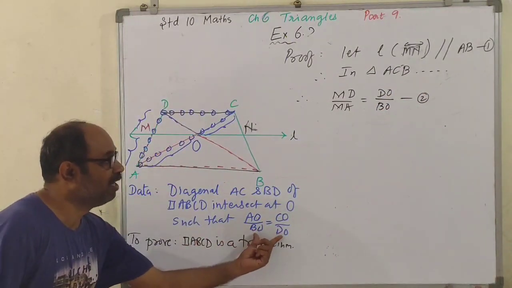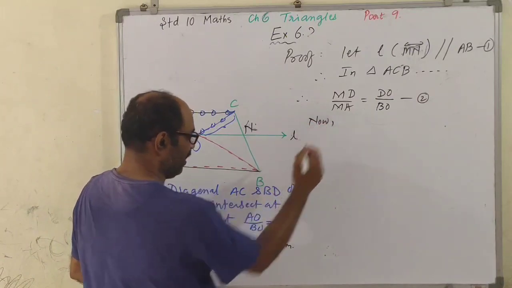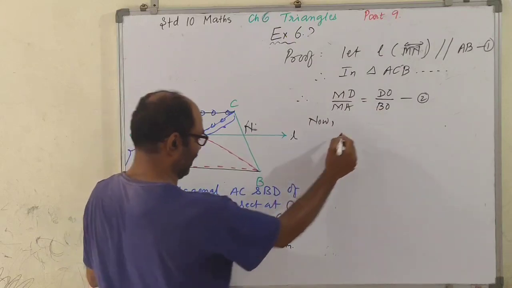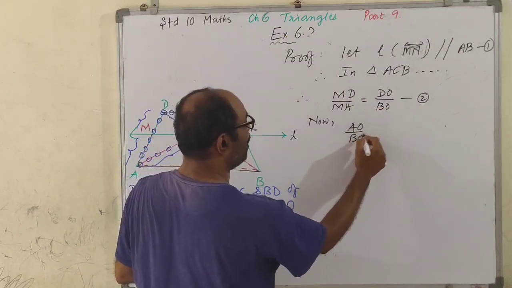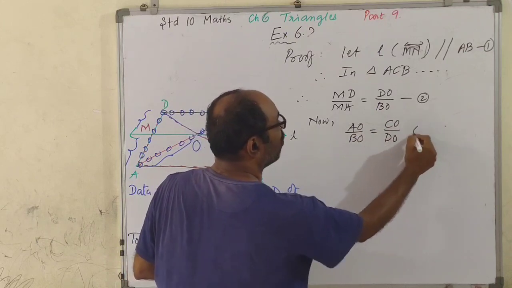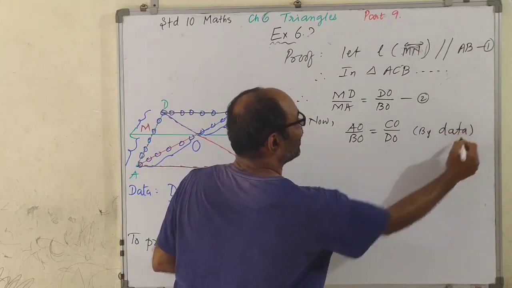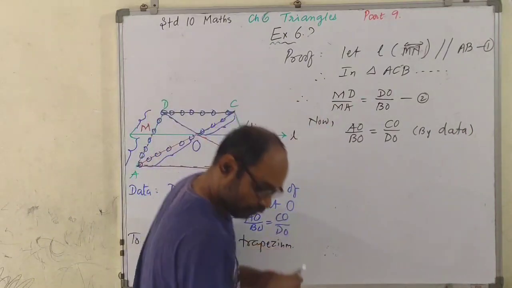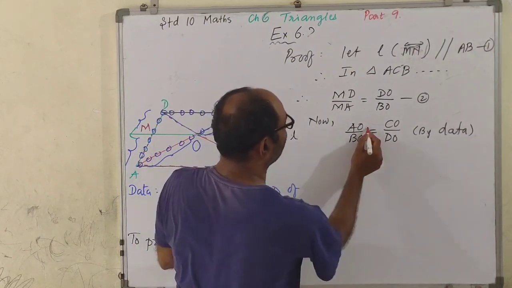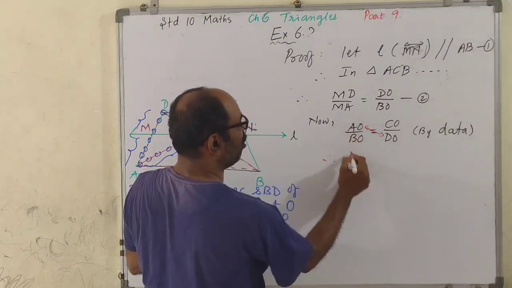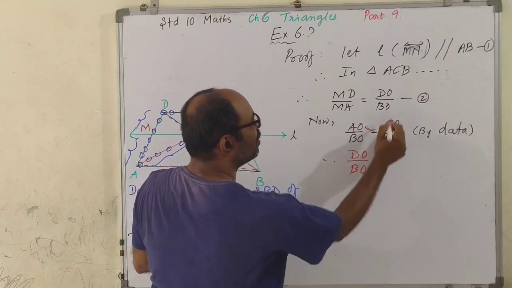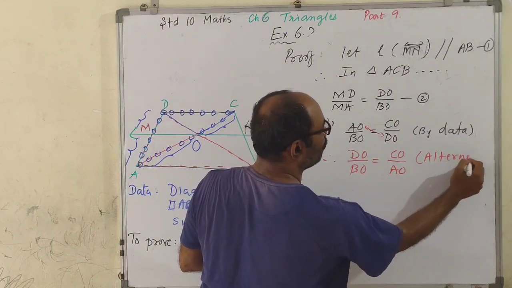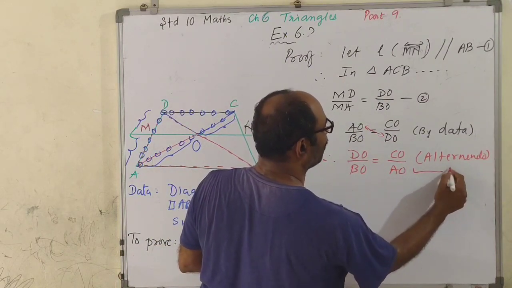Now let's write what is in the data. You can get that ratio, but you will have to do something here. Now AO upon BO is equal to CO upon DO by data. But what you want is DO upon BO. So apply alternando. Therefore, DO goes there, BO remains down, CO remains as it is, AO goes down. You used alternando, and let's call this result 3.